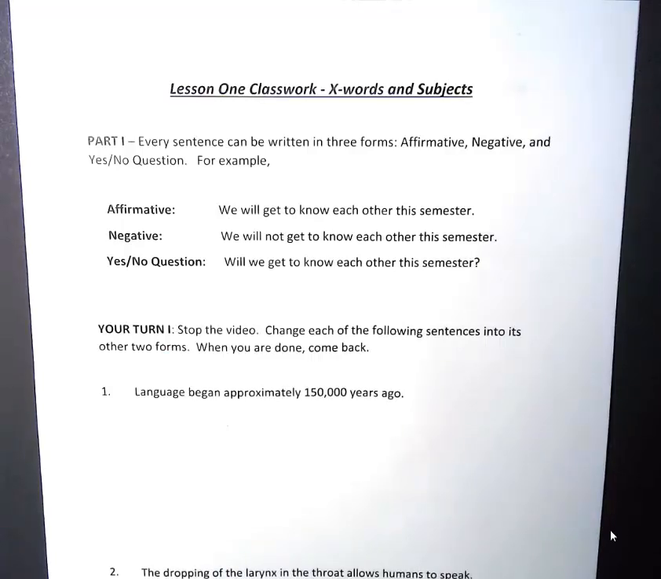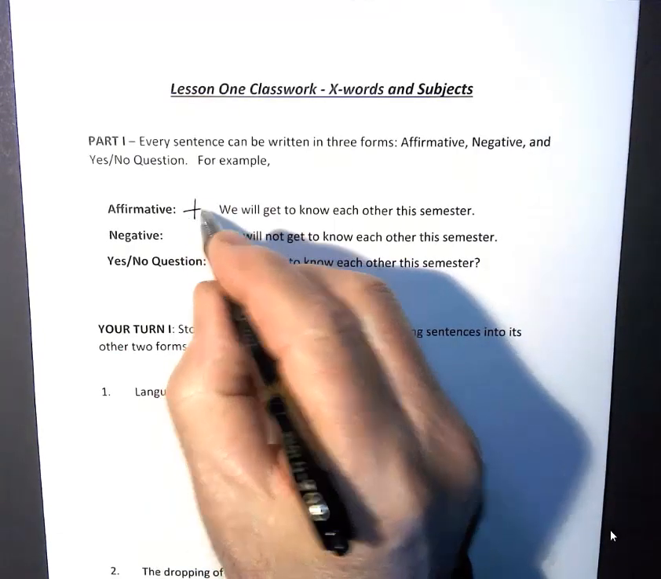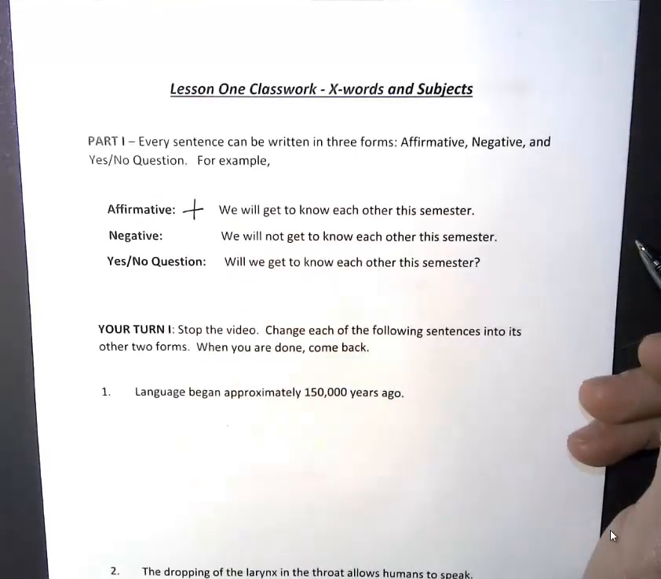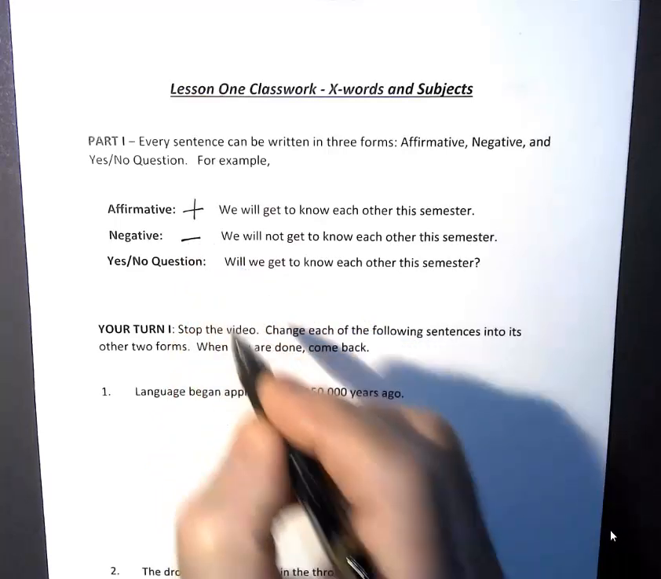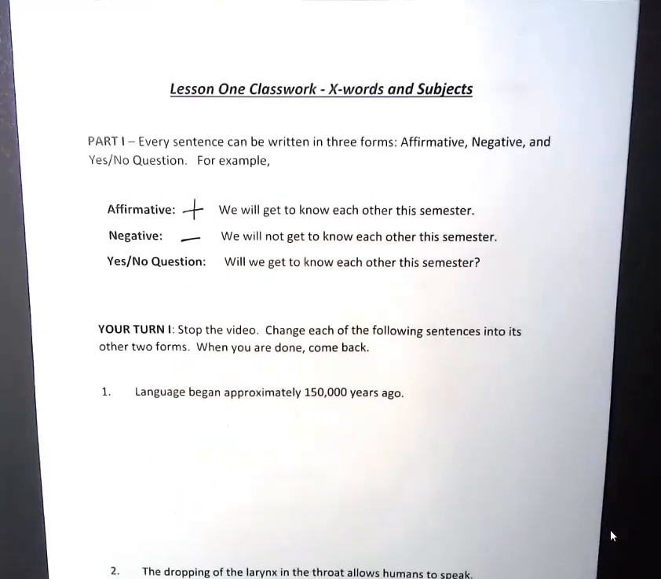Okay, I think we're ready to begin, and let's review and practice what we've learned in our first lesson. Every sentence can be written in three forms. Affirmative, we can mark that as a plus: We will get to know each other. We could always make it negative, saying something that's not true about the world: We will not get to know each other this semester.